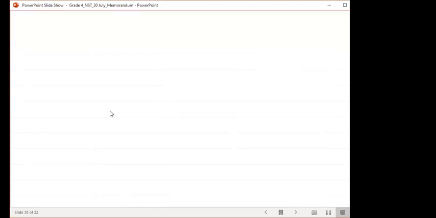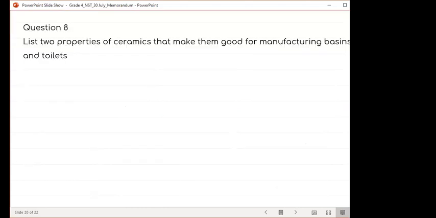And then we can go on to the next, and I believe it's the last question. List 2 properties of ceramics that make them good for manufacturing basins and toilets. Okay, Zoe.